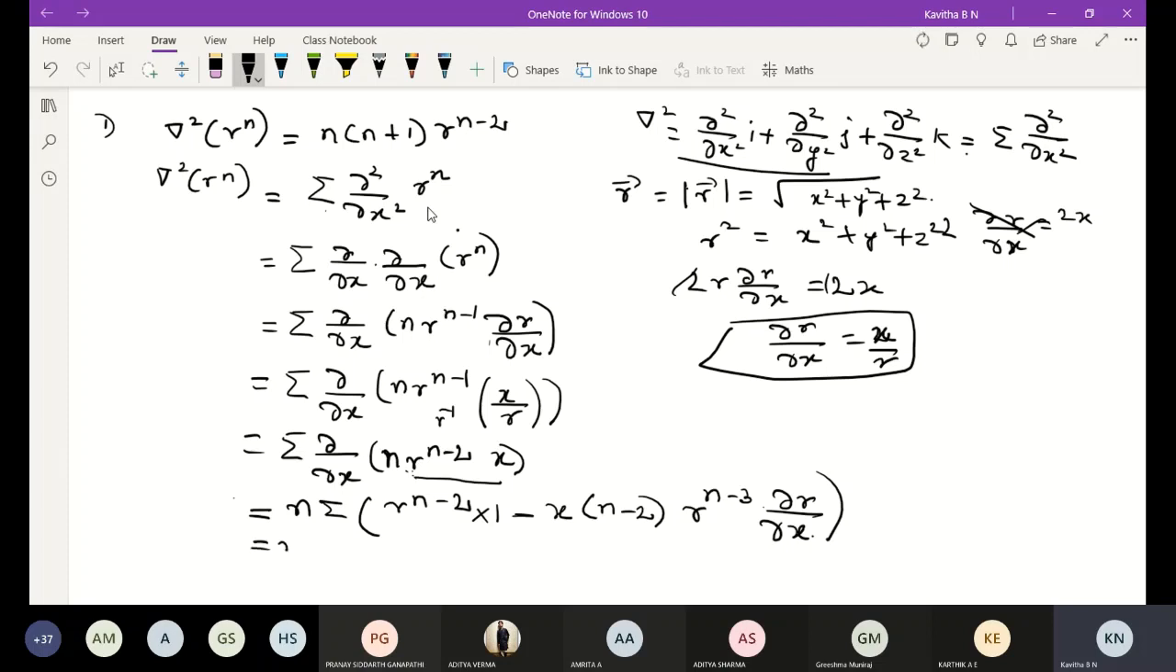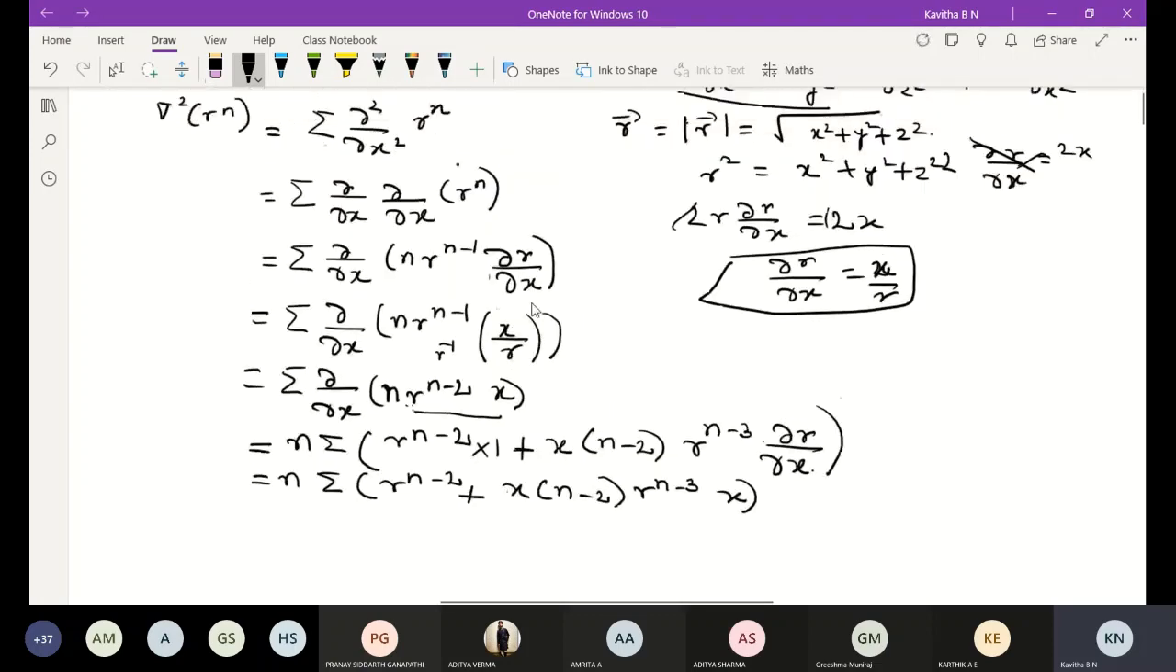Okay. Then next, n into summation of r to the power of n minus 2 into... Here plus, no, plus, then x into n minus 2 into r to the power of n minus 3, del r by del x, we are writing x by r. Okay, understood? I will explain again in this problem.